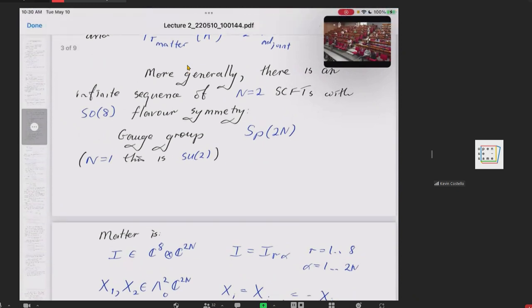So more generally, we're going to be interested in holographic statements. To have a holographic statement, we need to have an infinite sequence of N equals 2 SCFTs with a gauge group whose rank increases. We've already seen this in the N equals 4 case, but this also happens for these examples with SO(8) flavor symmetry.